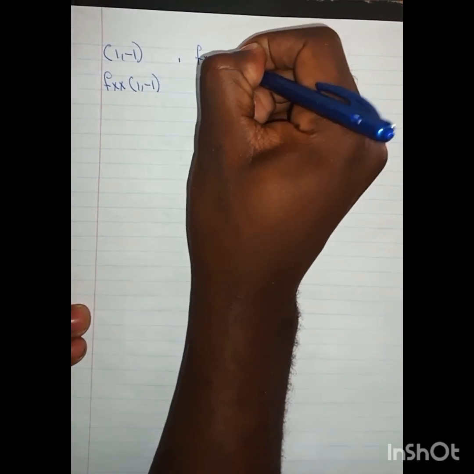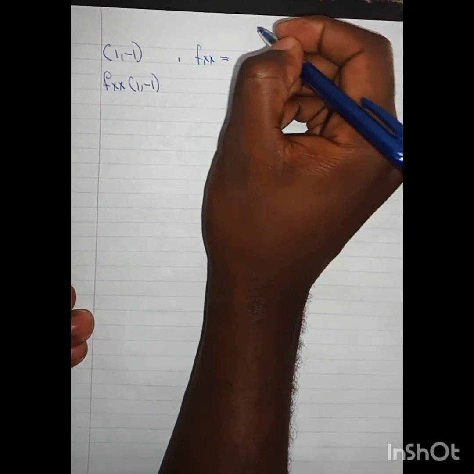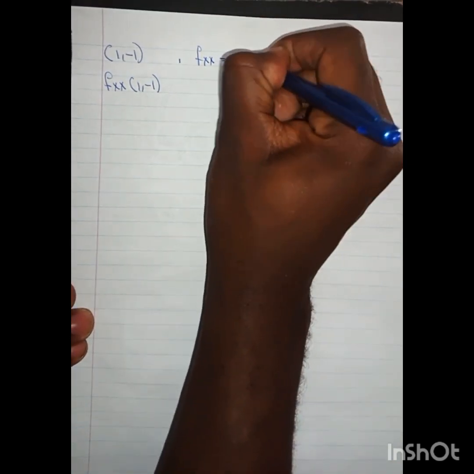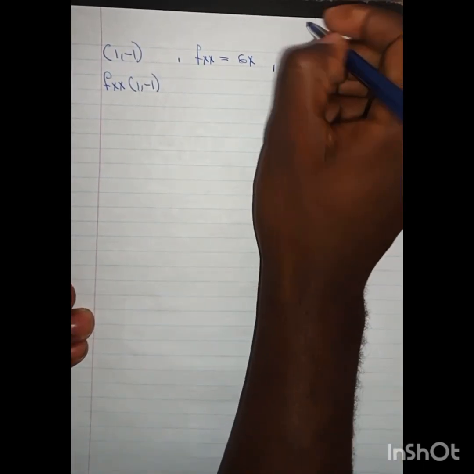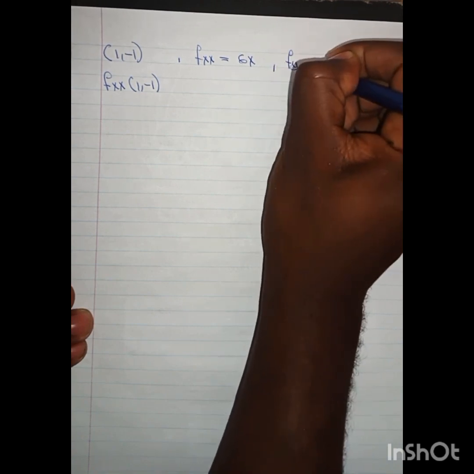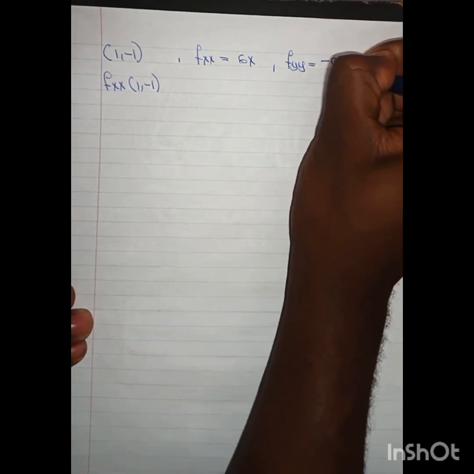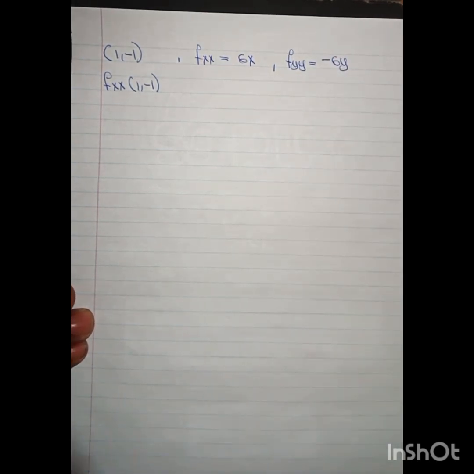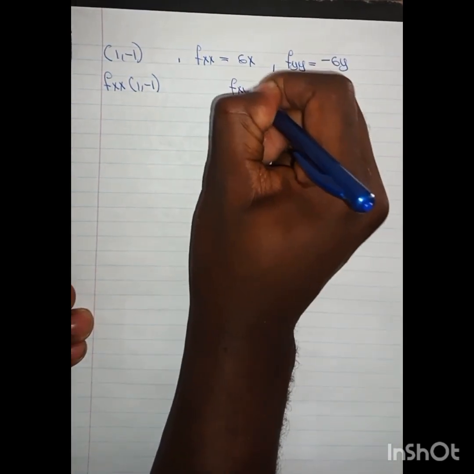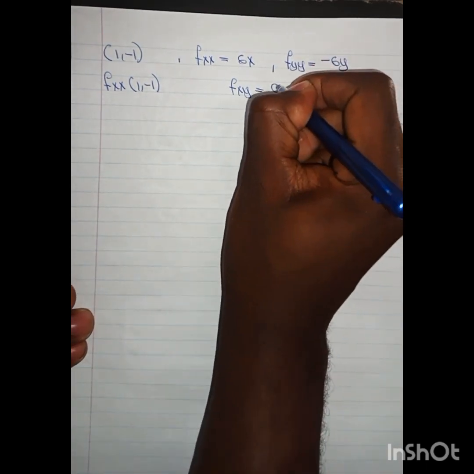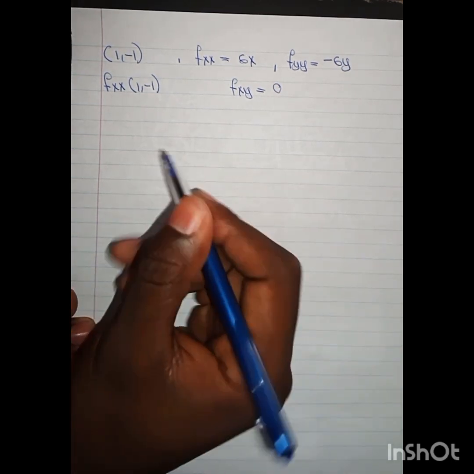And then we have agreed that the second derivative of f with respect to x is given by 6x, as we found, and then the second derivative of f with respect to y is given by minus 6y, and the fxy we found 0. Then we are going to perform the same process.